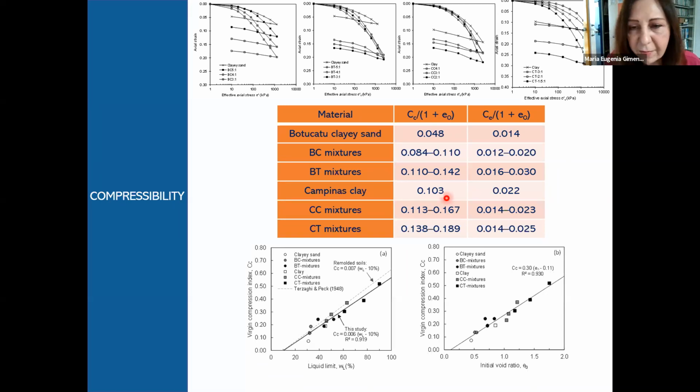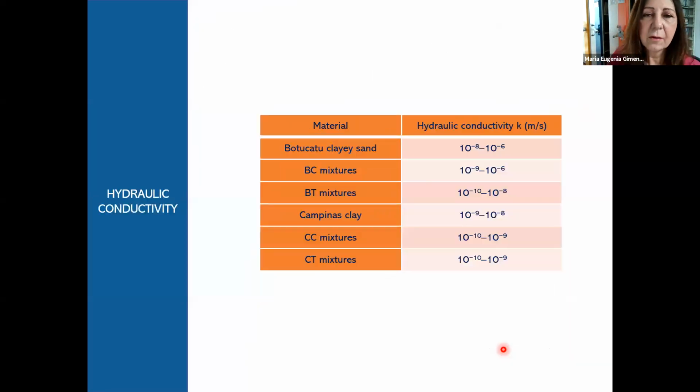Even so, these values are totally acceptable, inside the acceptable range for general geotechnical applications. They are still not very compressible. And the same can be said about the expansion index and expansion coefficient. Here are some correlations of virgin compression index, Cc, as a function of state variables, liquid limit, and initial void ratio.